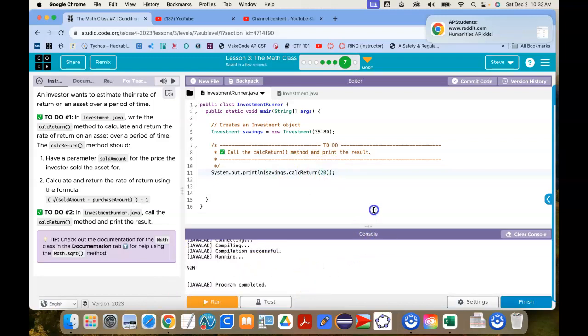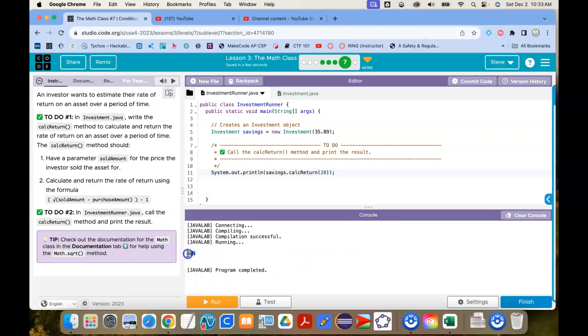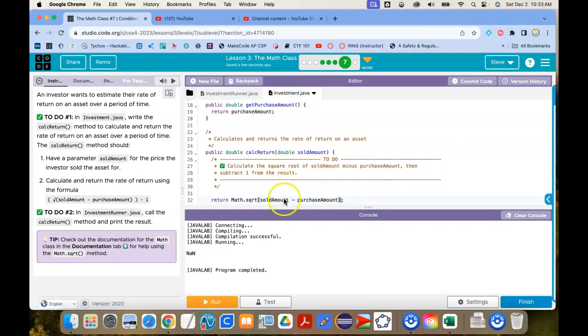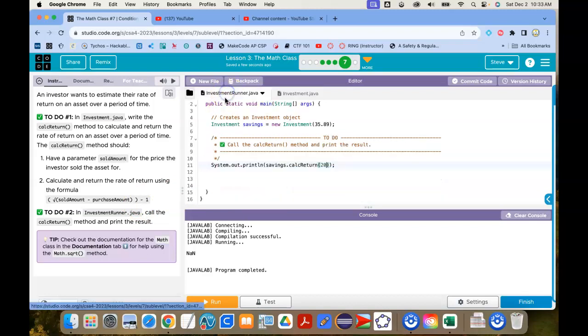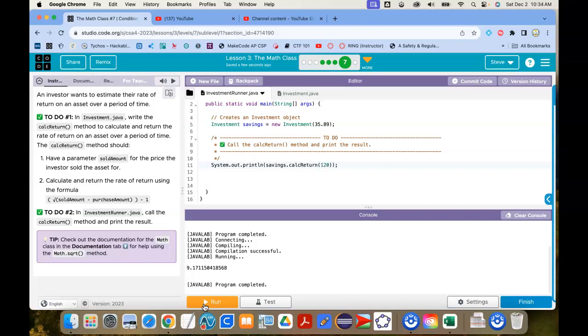I guess, not an error, but we get this thing that is not a number. Because what has happened is that this number I'm passing to the calc return method is less than my purchase amount. I really don't know what they're doing here. This problem really makes no sense. So I need to get my sold amount to be greater than my purchased amount. I would have liked to have done maybe an if-then statement to check that the sold amount was greater. Like if it's greater, then return this value, else return a warning sign. But anyway, let's run it now with 120 and see what happens.